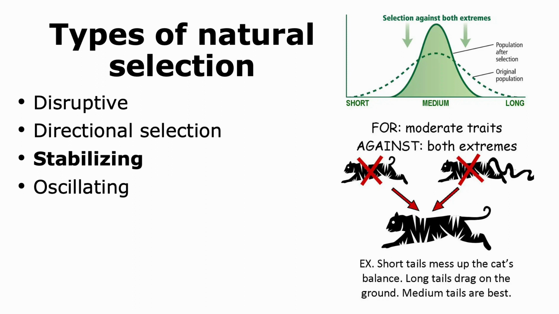And hence cats that have a medium length of tail are the ones that are going to survive the best. Hence, those that have short tails and those that have long tails are at a survival disadvantage, and hence the cats with medium tail length are the ones that are selected for.